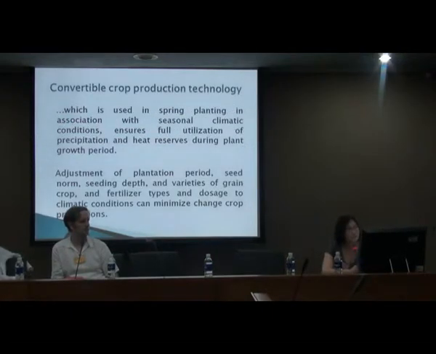Convertible crop production technology, which is used in spring planting in association with seasonal climate conditions, ensures full utilization of precipitation and heat reserves during the plant growth period. Adjustment of plantation period, seed norm, seeding depth, varieties of grain crop, and fertilizer types and dosage to climate conditions can minimize changes in crop rotations.